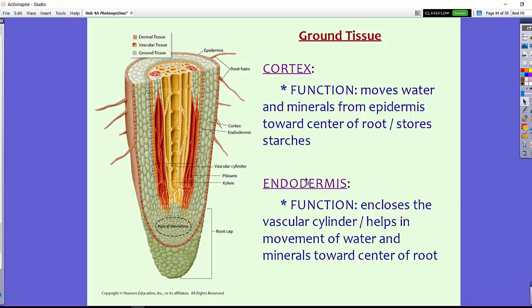Now the second type of ground tissue found in a root is your endodermis. And the function of the endodermis is that it encloses the vascular cylinder. This also helps move water and minerals towards the center of the root. Now if we take a look at this picture, the endodermis rests between the cortex and what's here, which is the vascular bundle, or the vascular cylinder. So this acts as a little bit of a protection for this vascular cylinder, which is very important. That's your xylem and your phloem.